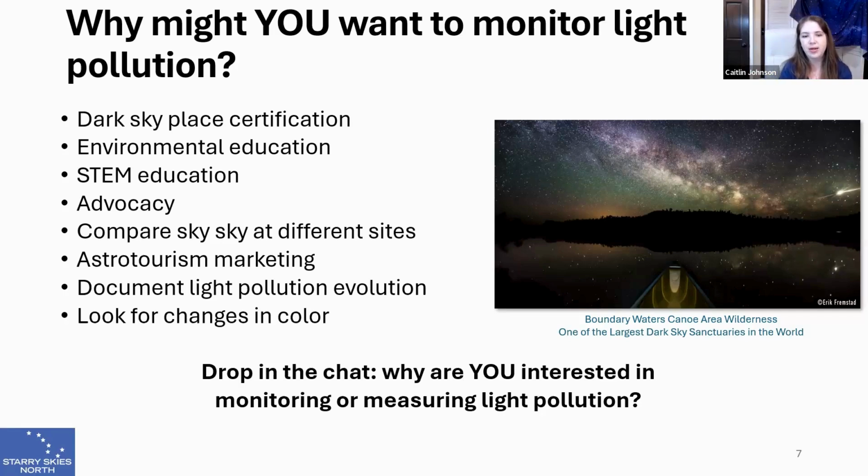And most importantly, we're really looking for evolution in light pollution when we monitor. That can be either saying, hey, something changed and now the sky is brighter, why? Or it could be, hey, something changed and the sky is darker, great. We're doing something right, let's build on that. You can also look for changes in color. I won't talk a lot about that today, but it certainly is possible.